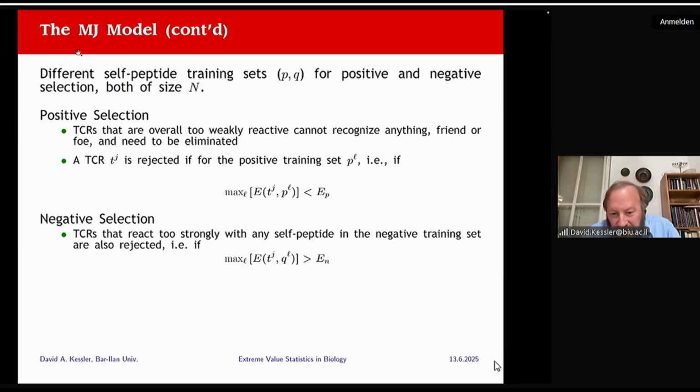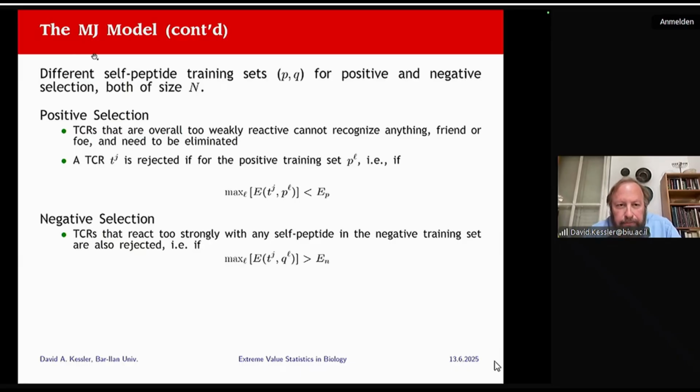And then the negative selection is, again, if the maximum interaction energy with any given one of the negative peptides, the Qs, is greater than some threshold. So if the TCR reacts with anything too strongly, any self-peptide too strongly, then we also throw that out. And so the final result is that in order to make it into the body, the TCR has to survive both this positive selection, not be overall too weak, but not react too strongly against any one self-peptide.